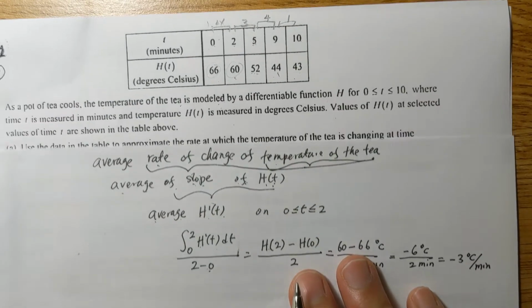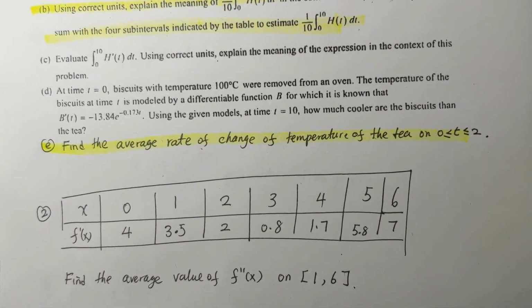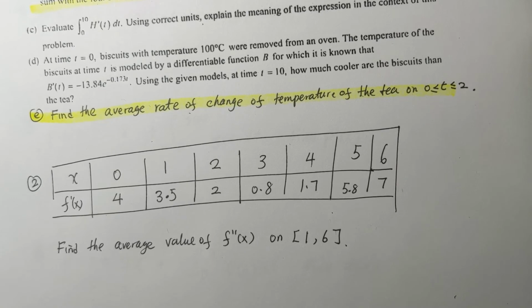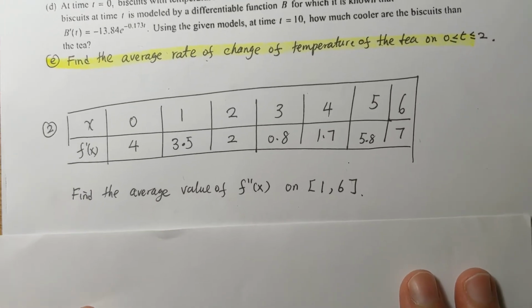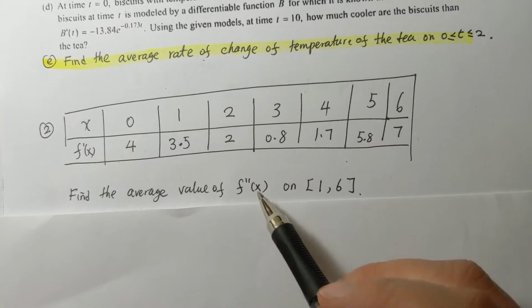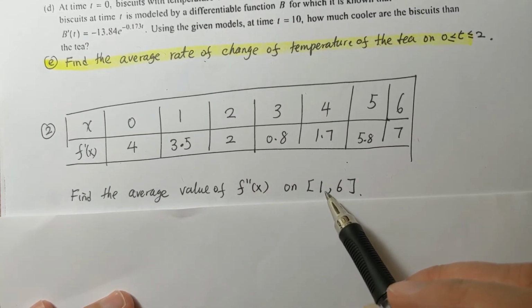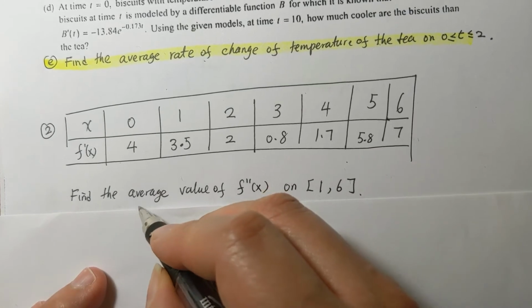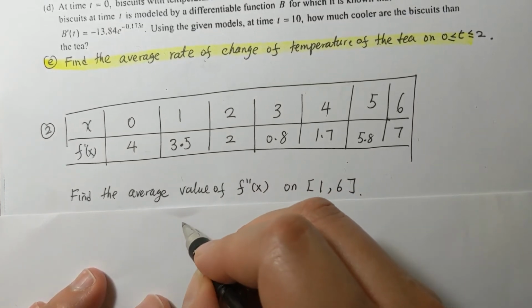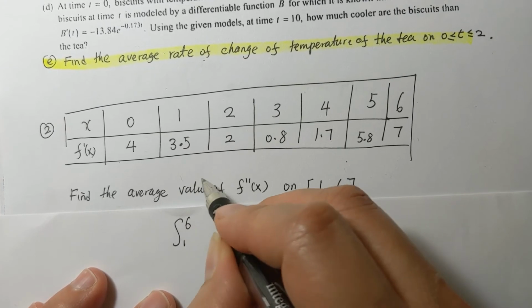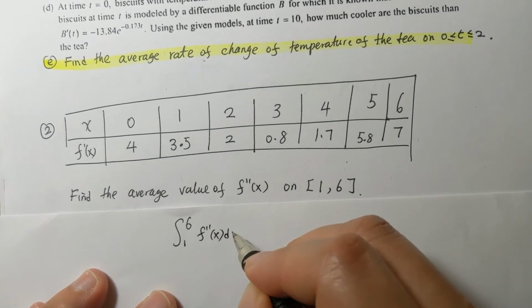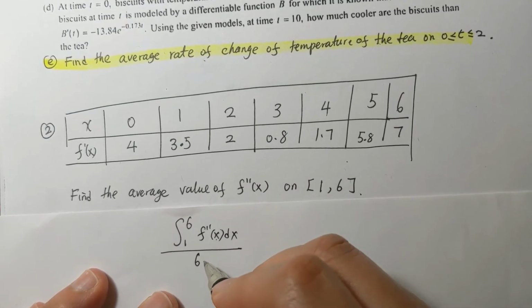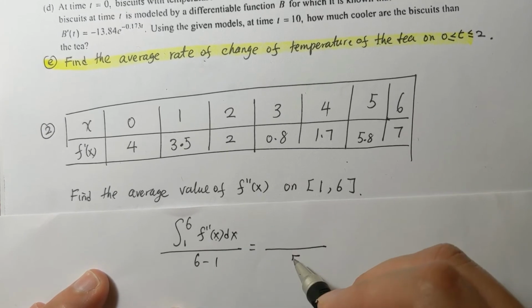Now let's take a look at question number 2. Find the average value of f prime of x on the interval 1 to 6. So the average value of this means just find the integral from 1 to 6. Whatever you're finding the average of, put that inside as the integrand, dx. And then you have 6 minus 1, so now the denominator becomes 5.